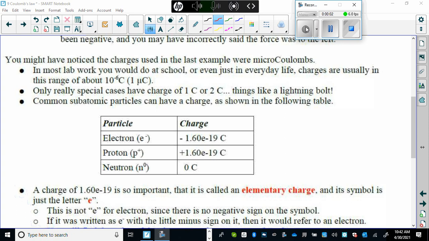Part 2 of Lesson 9. And the first thing we're going to talk about here is what a Coulomb is in terms of its magnitude or its quantity. You might have noticed in the first example we did microcoulombs, right, which is μC, and this is the kind of charges that we're talking about in everyday life.